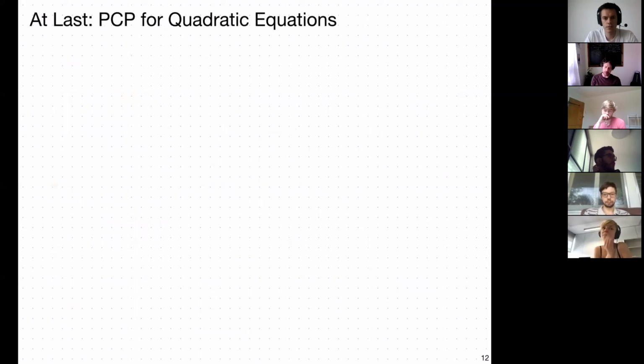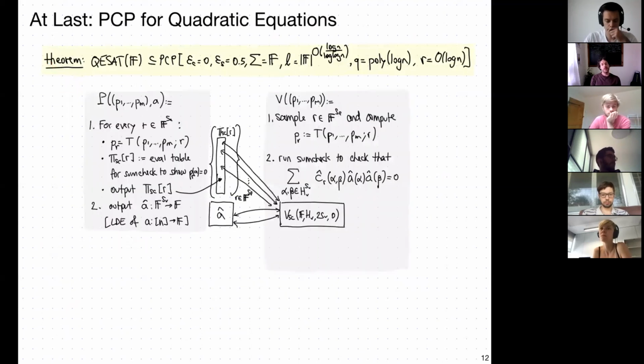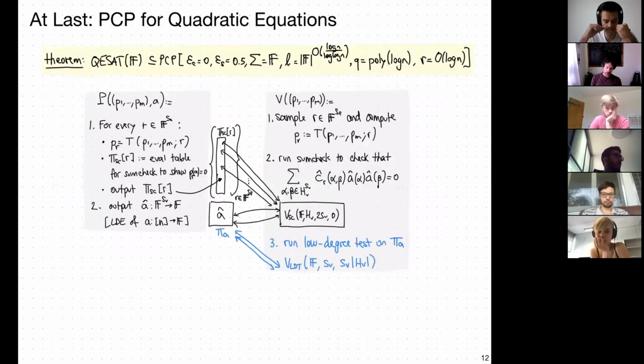Having remembered the low degree test, let's see how the PCP would look in the general setting. So how would we show this theorem? The idea would be as follows. We'll take the exact protocol that we had before, which we're happy with. And in addition, we'll run a low degree test on pi of a. So we want to check that this is really the low degree extension of a.